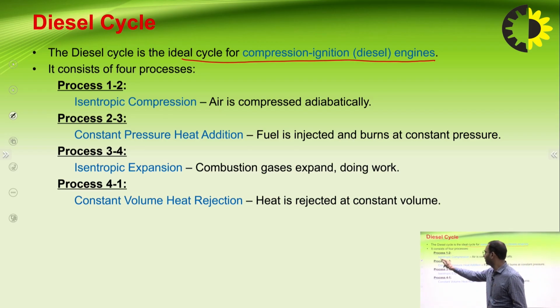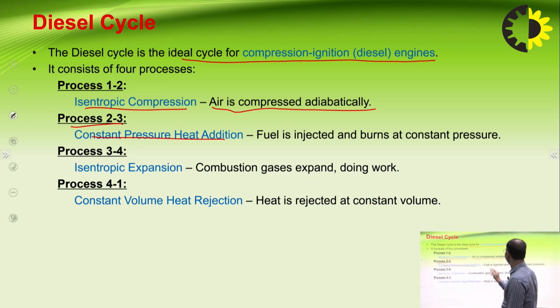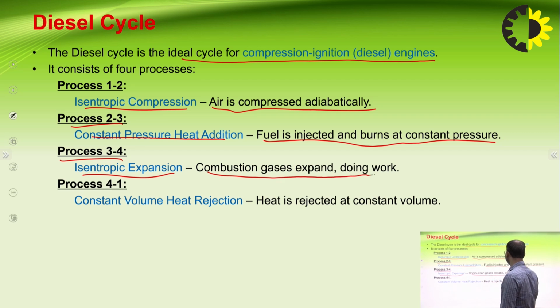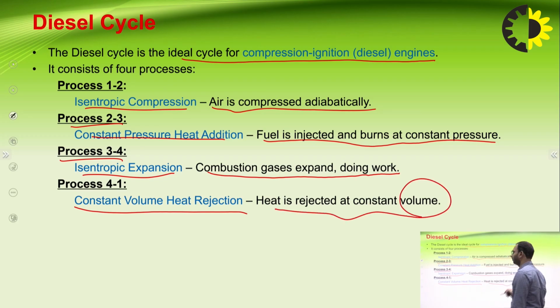Process 1 to 2 is isentropic compression, means air alone is compressed adiabatically. Process 2 to 3 is constant pressure heat addition, means fuel is injected and burns at constant pressure. Then process 3 to 4, isentropic expansion, means combustion gases expand doing work at constant entropy. And the last process, 4 to 1, is constant volume heat rejection. Here heat is rejected at constant volume. These are the processes of diesel cycle.